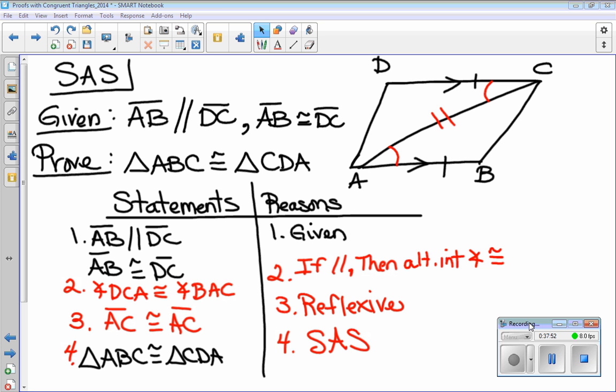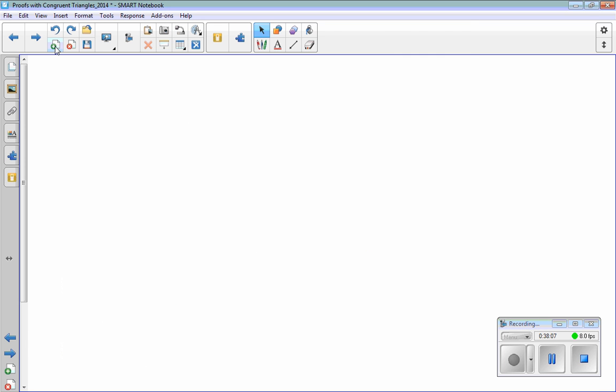The next one was angle, side, angle. You agree? I'm going to try to do a different one. Let's try this one. This one's a little harder. We have some room. This is going to be our angle, side, angle proof. This is going to be a longer one. All right, here's our picture.